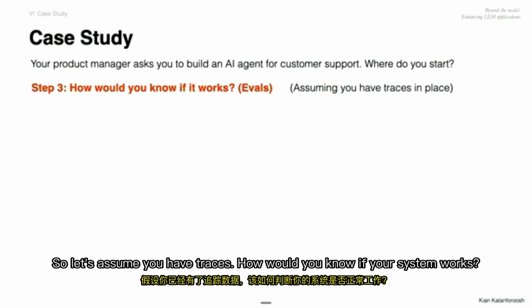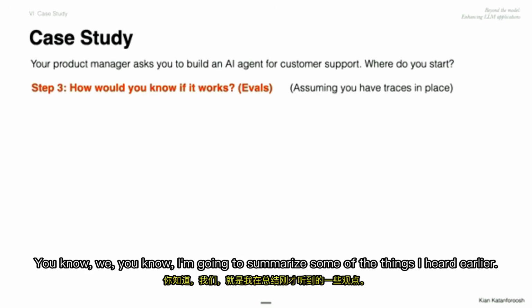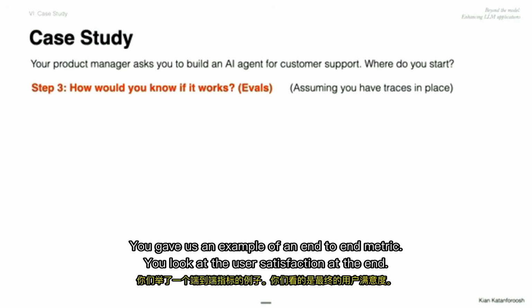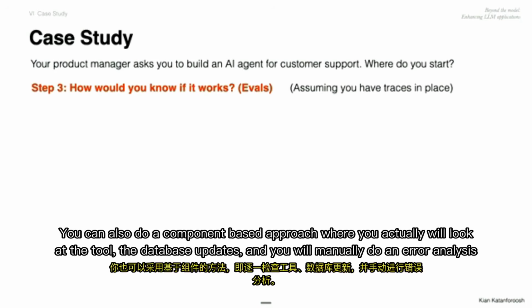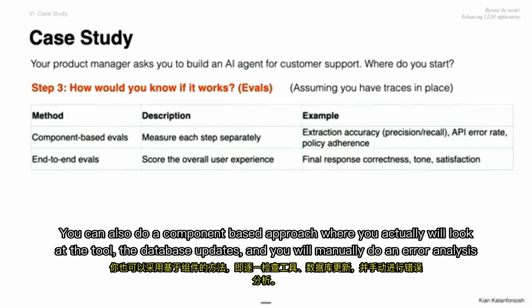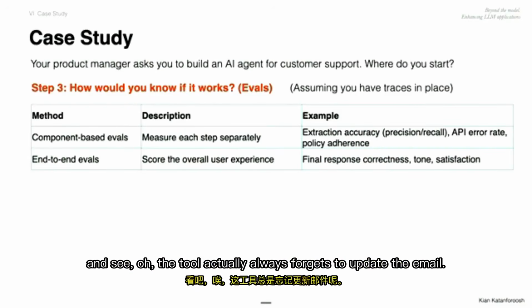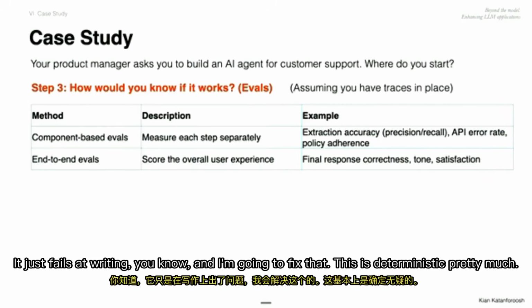So let's assume you have traces. How would you know if your system works? I'm going to summarize some of the things I heard earlier. You gave us an example of an end-to-end metric. You look at the user satisfaction at the end. You can also do a component-based approach where you actually look at the tool, the database updates, and you manually do an error analysis and see, oh, the tool actually always forgets to update the email. It just fails at writing, and I'm going to fix that.